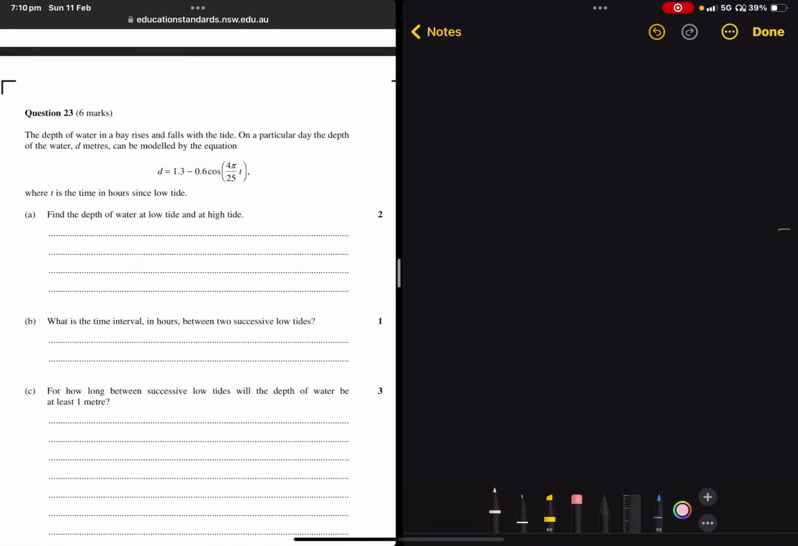Okay, so we're going to have a look at another question. This one comes from the 2022 HSC Advanced Maths paper. We're told the depth of water in a bay rises and falls with the tide. On a particular day, the depth of water, d meters, can be modelled as the following, where t is time in hours since low tide. Part A asks us to find the depth of water at low tide and at high tide.